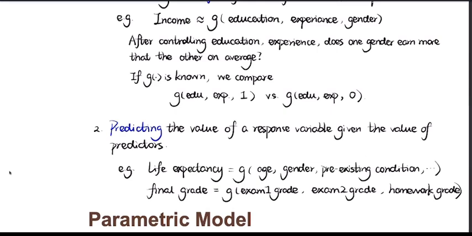Okay, and of course I gave an example right here, predicting life expectancy. The life expectancy depends on age, gender, pre-existing condition, and so on. There could be other factors as well. And of course, what about the final grade for this class? The final grade will depend on your grade in midterm 1, midterm 2, and the homework grade. Okay, so take a look at all of that.